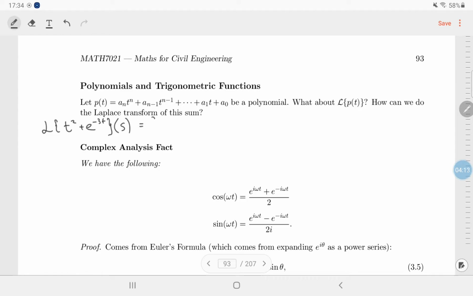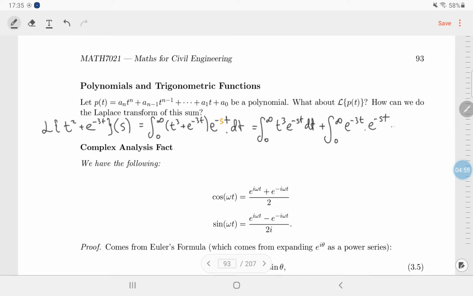Okay, so that would be the integral from 0 to infinity. You put in the function, so that's t cubed plus e to the minus 3t, times e to the minus st, dt. But integration is what's called linear. So if you want to integrate a sum, you can just integrate separately. So you can show that this is equal to the integral from 0 to infinity. You can do the t cubed by e to the minus st first, plus then you can do the e to the minus 3t, e to the minus st, and the s should still be orange.